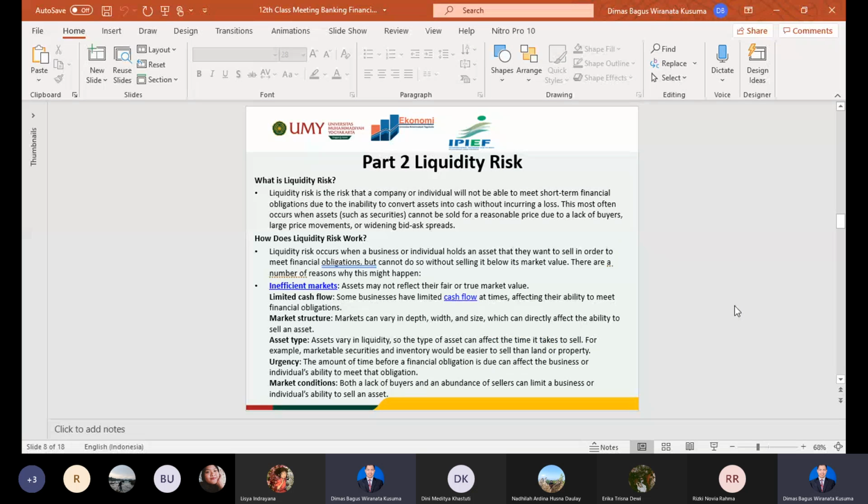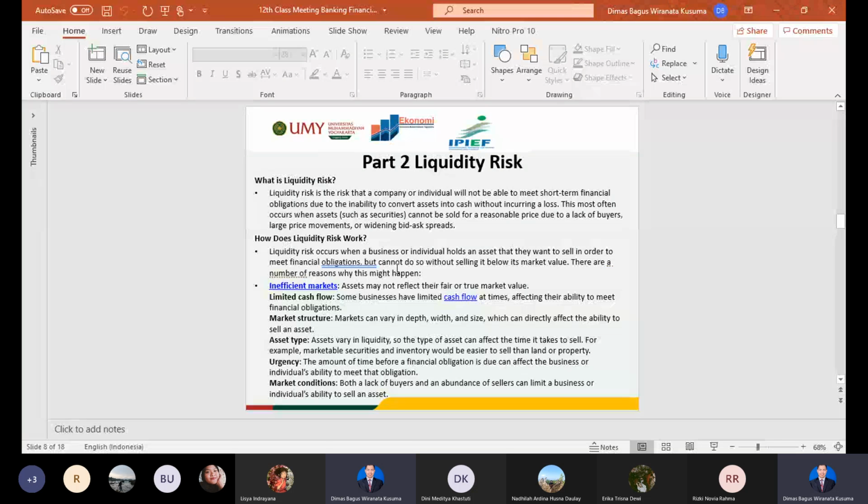So the second part, we are going to discuss liquidity risk. Here we move to the next risk embedded in the banking sector, namely liquidity risk. If you read the definition here from the slide, liquidity risk is the risk that a company or individual, or the bank included, will not be able to meet short-term financial obligations due to inability to convert assets into cash without incurring a loss.